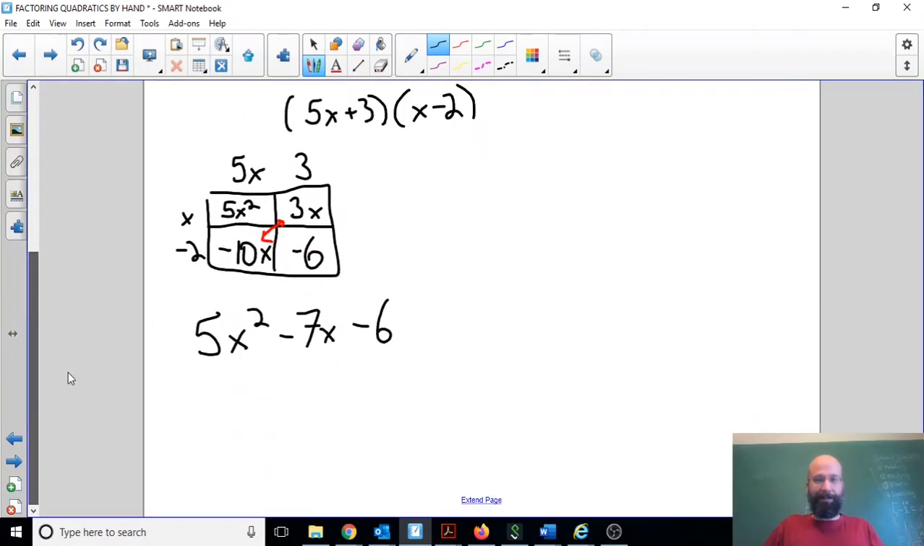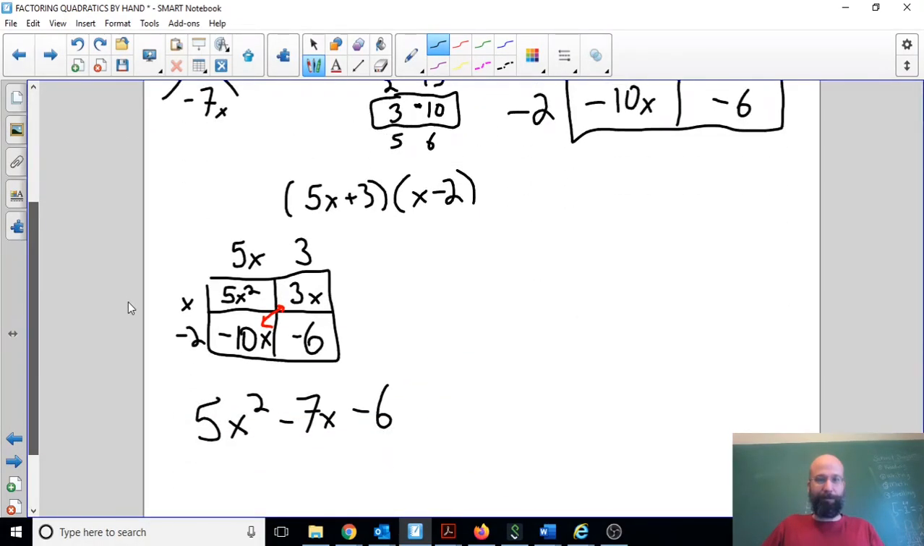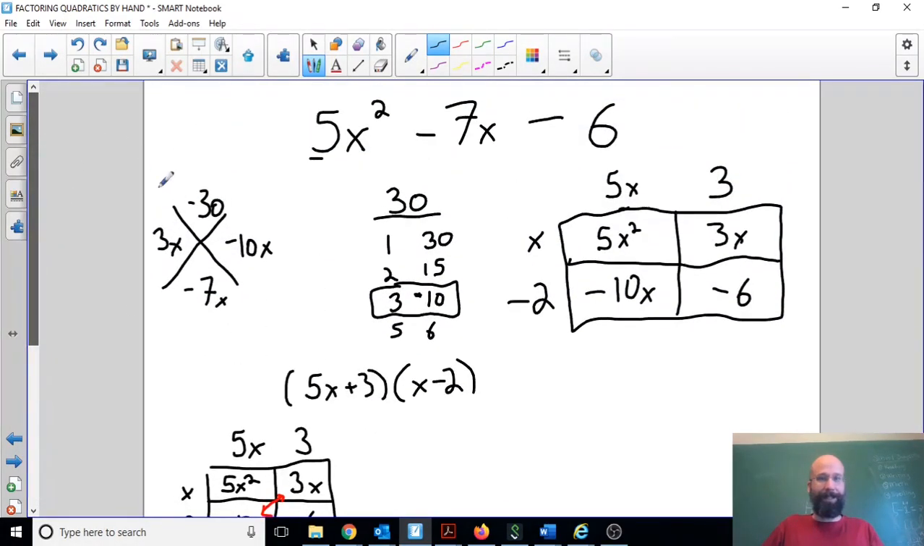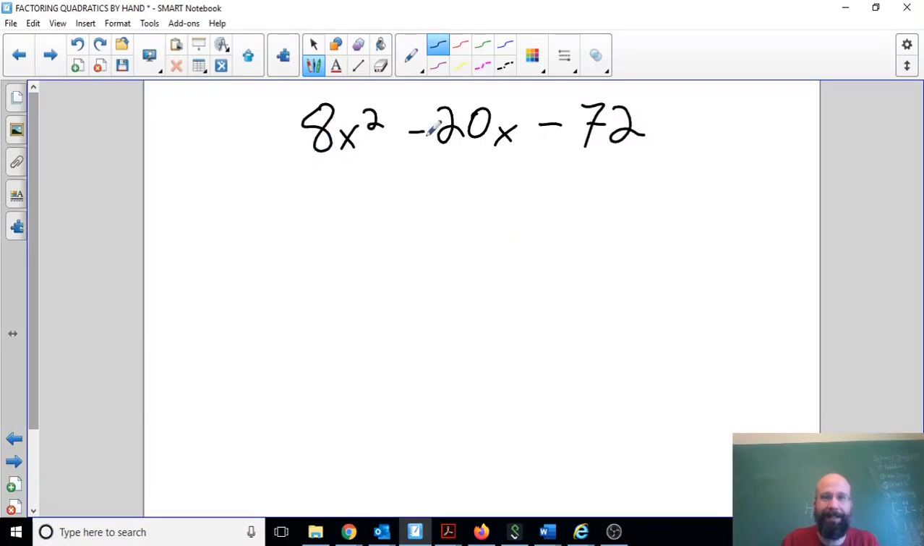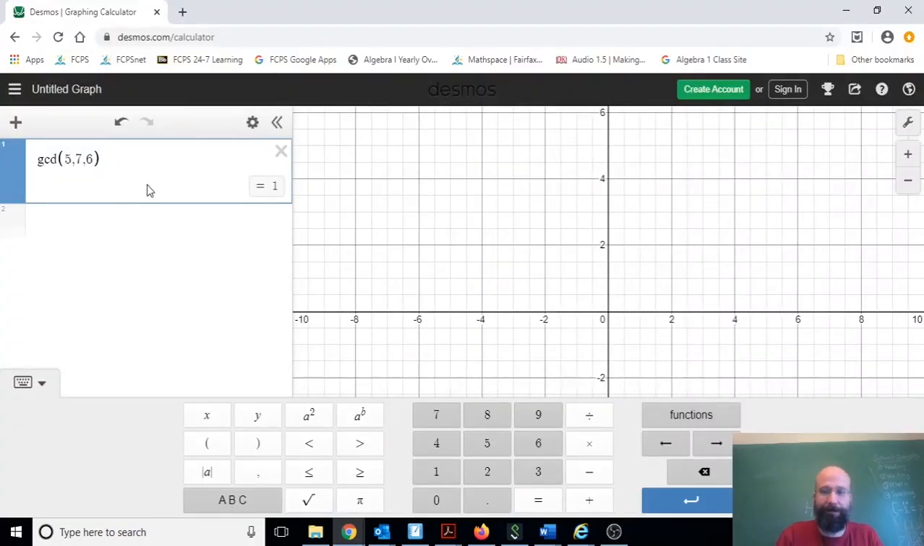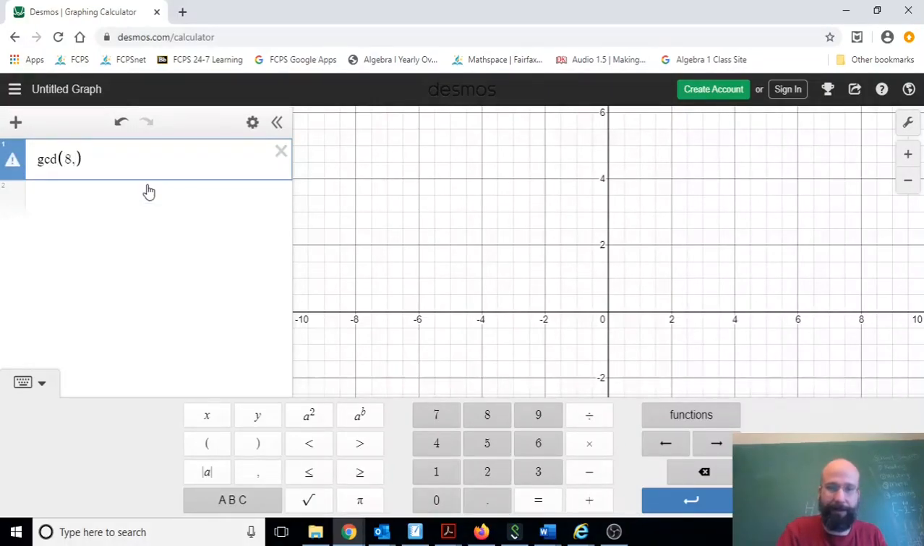Again, I want to see all of this if you do it for me. All right, one last one. So 8, 20, and 72. Step 1 is to check for a GCF. So I'm going to check this for a GCF because I suspect it has a GCF. So again, 8, 20, and 72. So I go to Desmos. I type in 8, 20, and 72. So my GCF is 4.